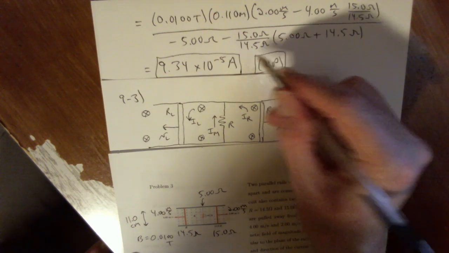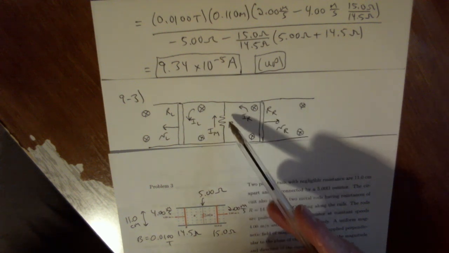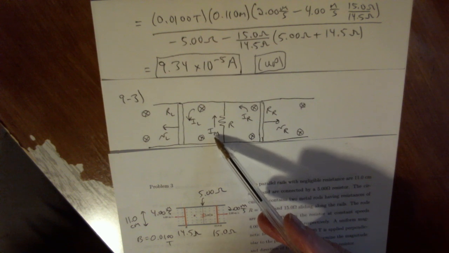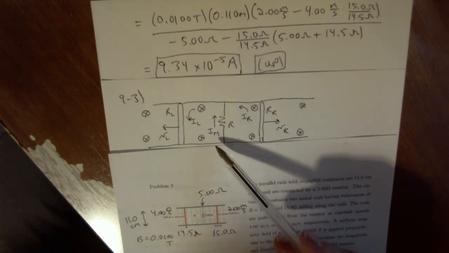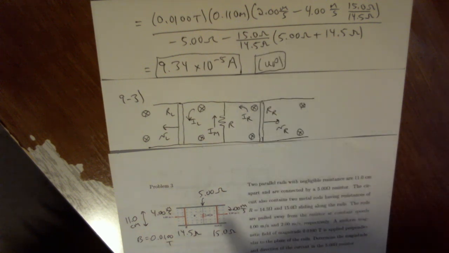If the answer had been negative, then the direction of the current would have been opposite the one I chose for I middle. But because the answer is positive, that means that the current is in the direction I chose for I middle. So the direction is up.